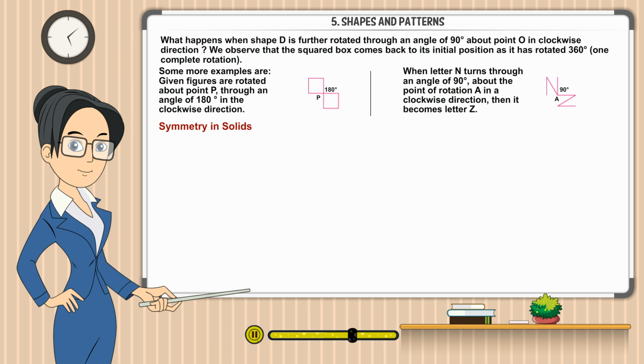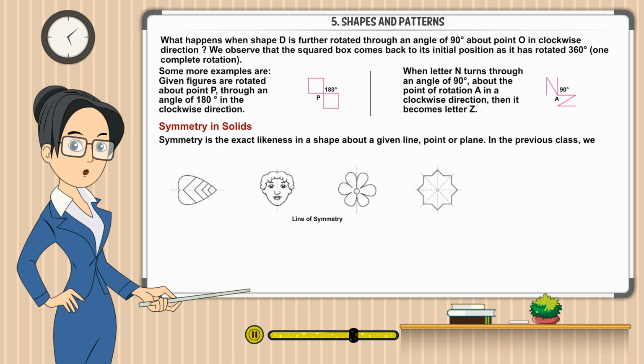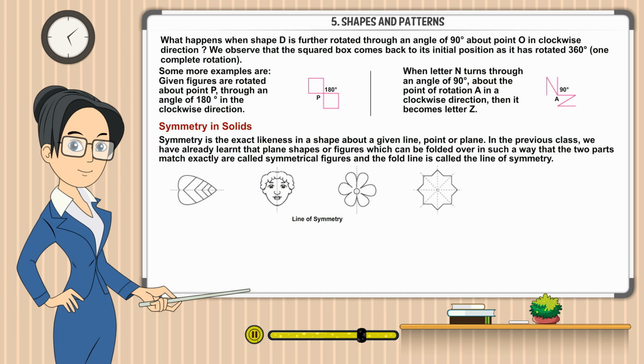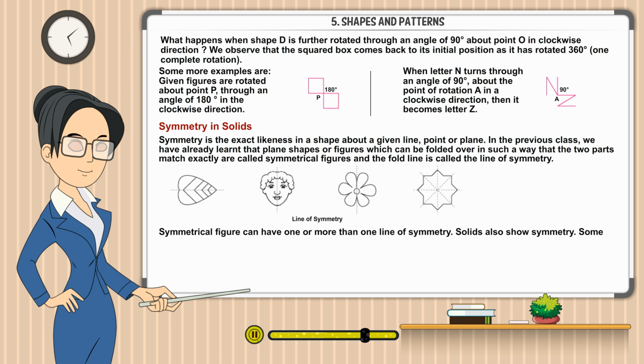Symmetry in solids. Symmetry is the exact likeness in a shape about a given line, point, or plane. In the previous class, we have already learned that plane shapes are figures which can be folded over in such a way that the two parts match exactly are called symmetrical figures, and the fold line is called the line of symmetry. A symmetrical figure can have one or more than one line of symmetry.